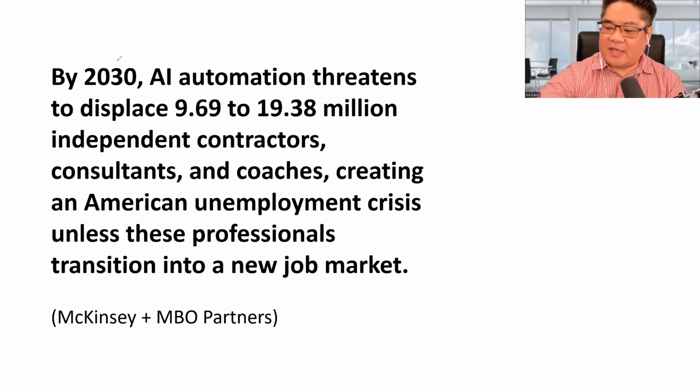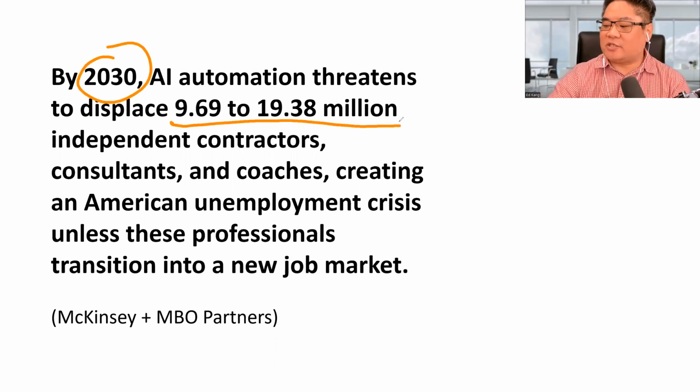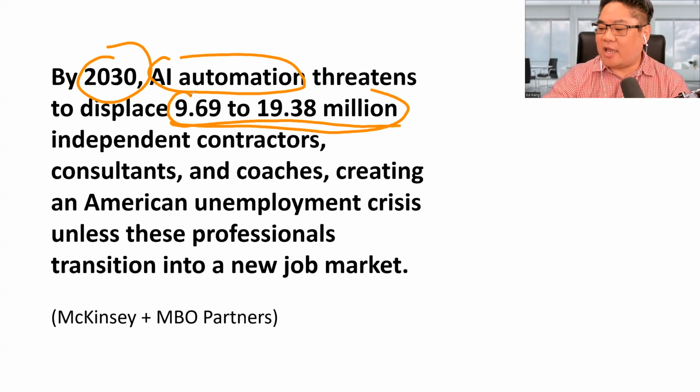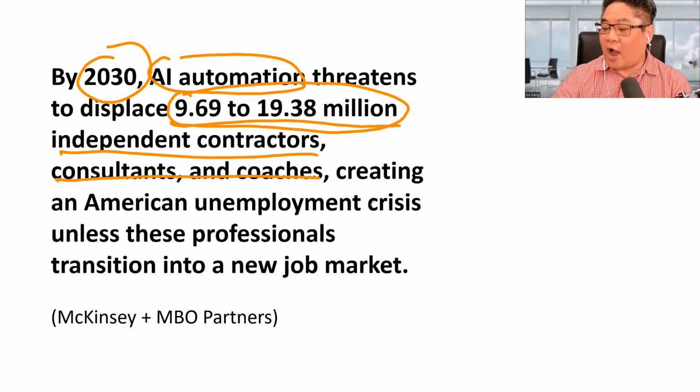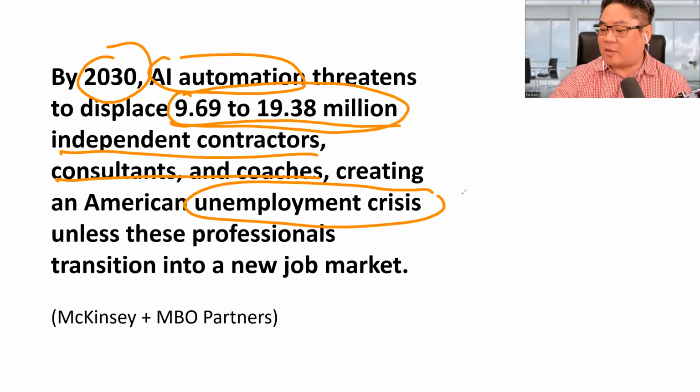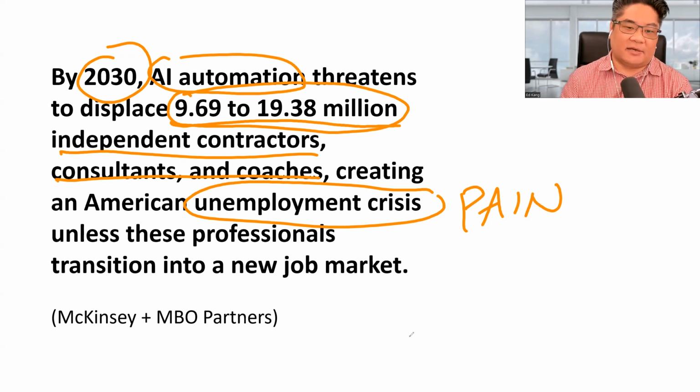So a few things. So first, I'm highlighting time, and then I'm highlighting who it's for and how big the problem is, all right? So by 2030, okay? So we know the problem is going to be in AI automation, but this is how big my market is. And then who it is, independent contractors, consultants, okay, and coaches. And then an unemployment crisis. So I'm going to make the pain there, right? Unless something is done. All right.